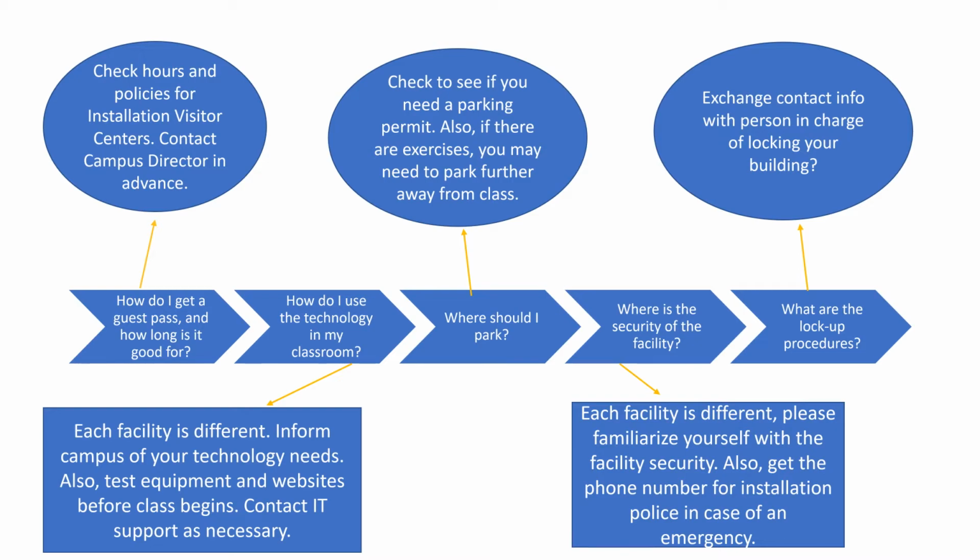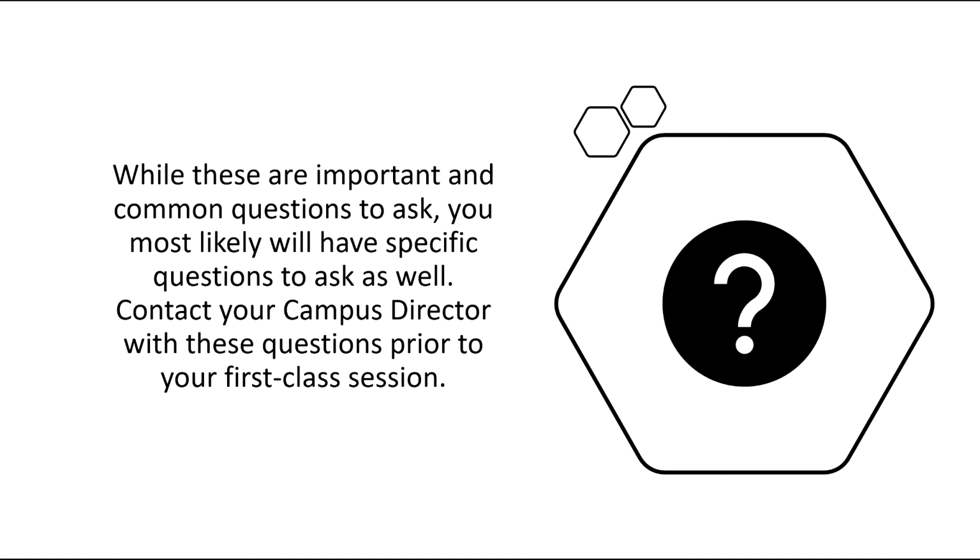Each facility is different. Please familiarize yourself with the facility security. Also, get the phone number for installation police in case of emergency. Be sure to find out the lockup procedures for your building. Also, exchange contact information with the person in charge of locking your building. While these are important and common questions to ask, you most likely will have specific questions to ask as well. Contact your campus director with these questions prior to your first class session. In the next section, we'll discuss important university policies.